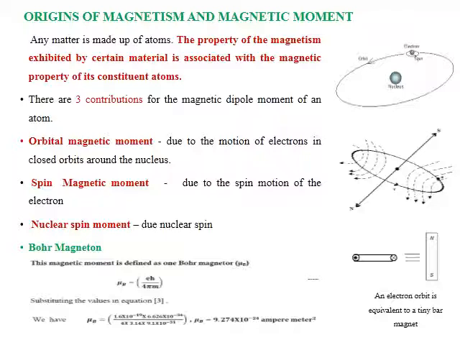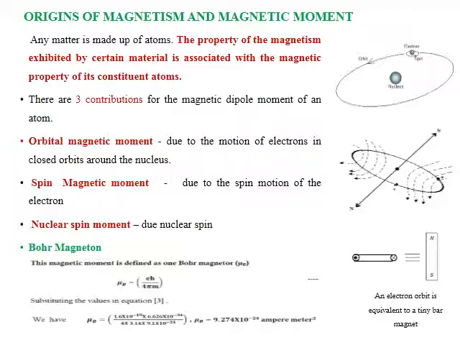The property of magnetism exhibited by a certain material is associated with the magnetic property of its constituent atoms. So whatever magnetic property is exhibited by the material is going to be the associated property of the magnetic property of the individual atoms of that particular system.